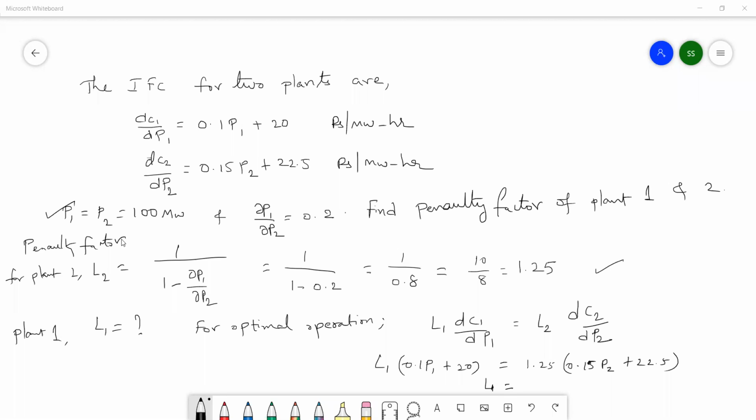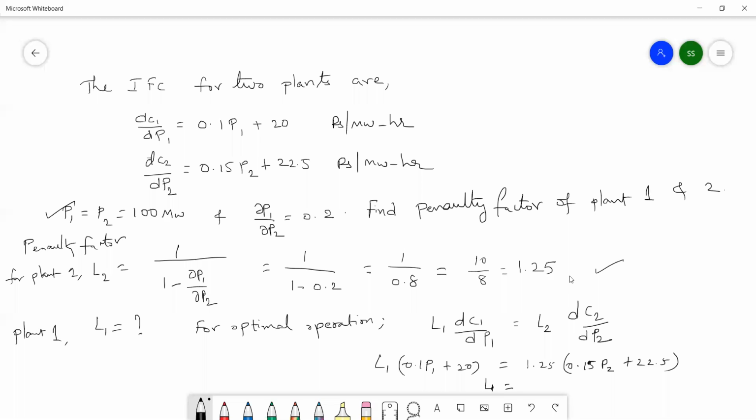Here, for the given data, just note it down: the incremental fuel cost for plant 1 and plant 2, and at which generation and load it is operated. The system operated at P1 equal to P2 equal to 100 megawatts, and dou P1 by dou P2 given as 0.2, and we need to calculate the penalty factor for plant 1 and 2. By directly giving dou P1 by dou P2, we can calculate L2 by substituting in the formula of penalty factor. There itself we are getting 1.25 as the penalty factor for plant 2.